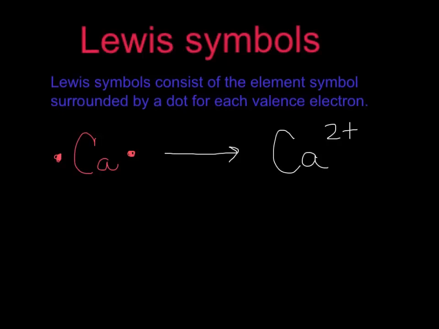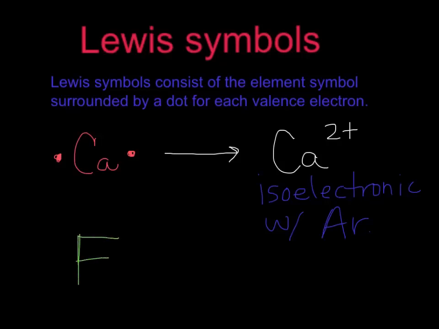Now calcium has lost its 2 valence electrons to form a noble gas configuration. Now that calcium is isoelectronic with argon, it has a completely filled sublevel. It's gone to this noble gas configuration, so we don't put any dots around our calcium once it's ionized to form calcium 2+. Similarly, we can show the Lewis dot structure for fluorine.